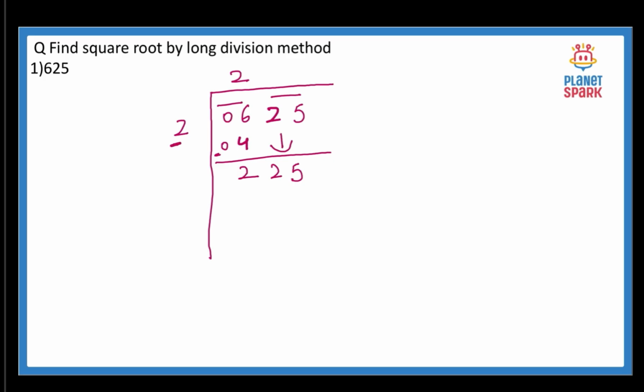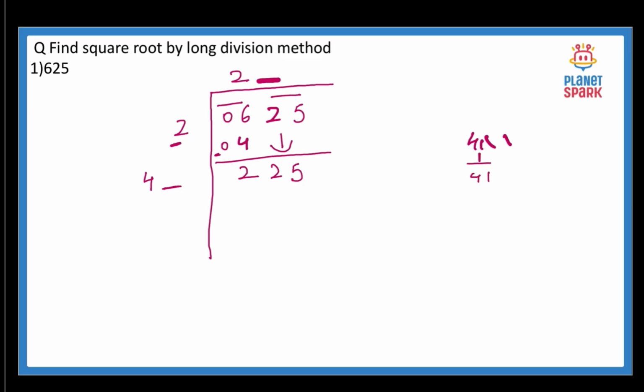After this, now I'm having 2 written over here. Now this 2 would be doubled. Whatever number you have over here, we just have to double it. Doubling 2, it becomes 4. Now I have to add a number. I have to find a number which I write down over here, and the same number I should write down in the quotient also.